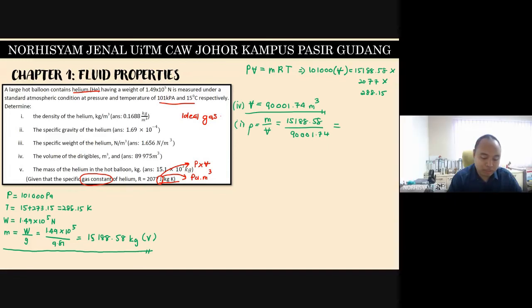So 15188.58 divided by 90,000. The answer should be 0.1688, correct? In kg per meter cube. Almost there, we are halfway through. Number one is there. And then number two should be the specific gravity.